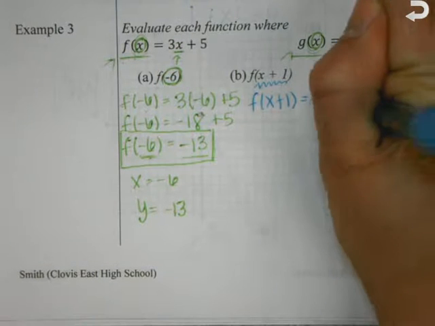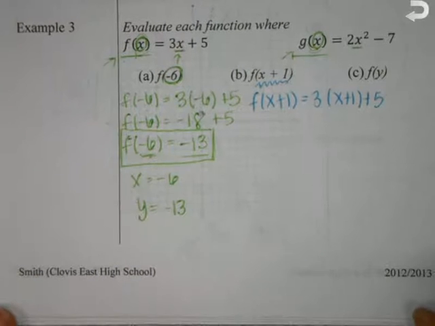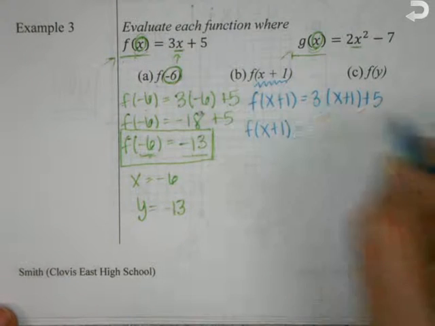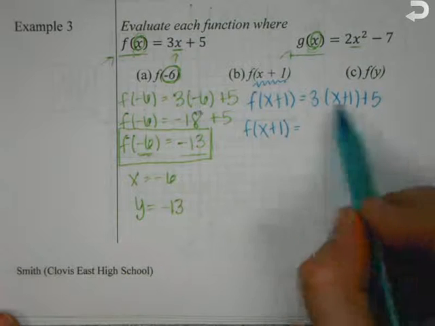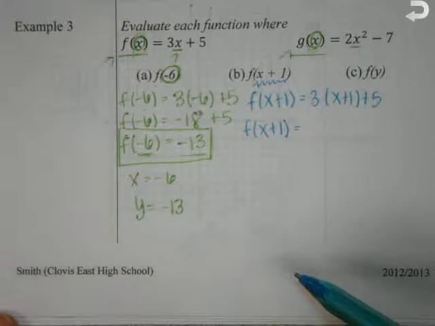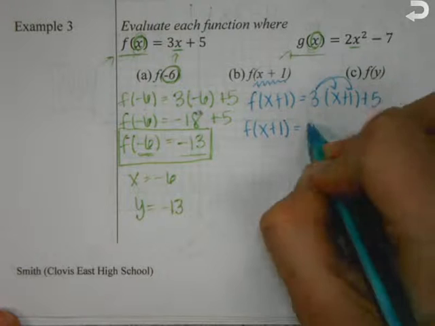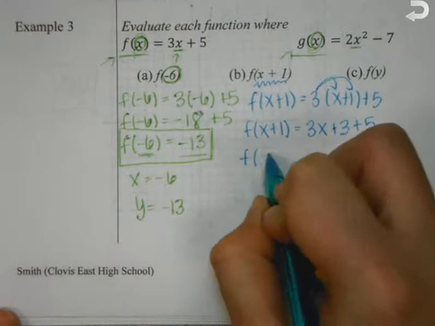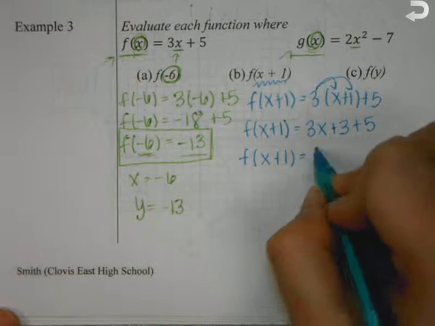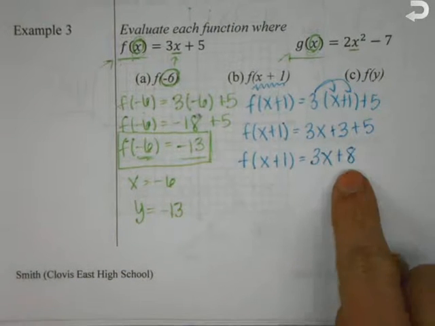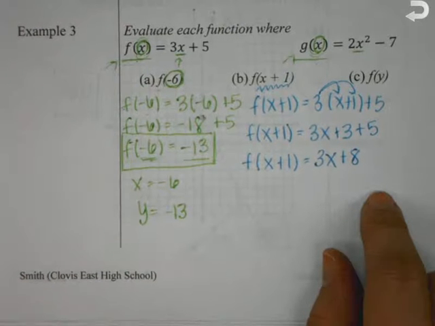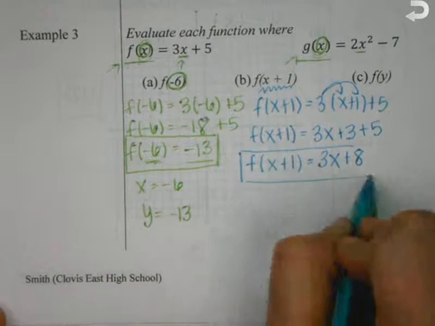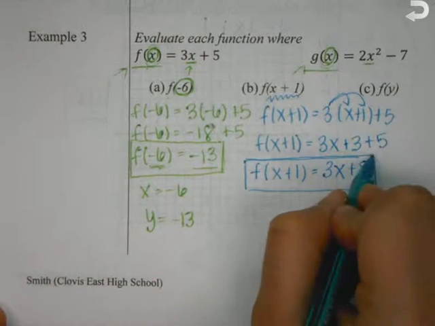So that's f of x plus 1 equals, what would I do on the right-hand side? Distribute. So that's 3x plus 3 plus 5. So f of x plus 1 is equal to 3x plus 8. Can I simplify any more? Nope. So that's your answer. Sometimes when you're plugging an expression in for x, your answer is just going to come out as another expression. So you simplify as much as you can, but then you're done.